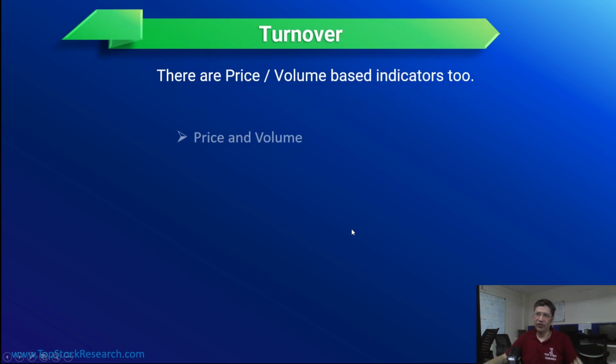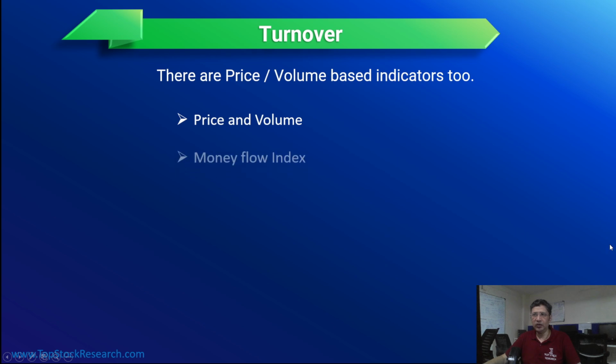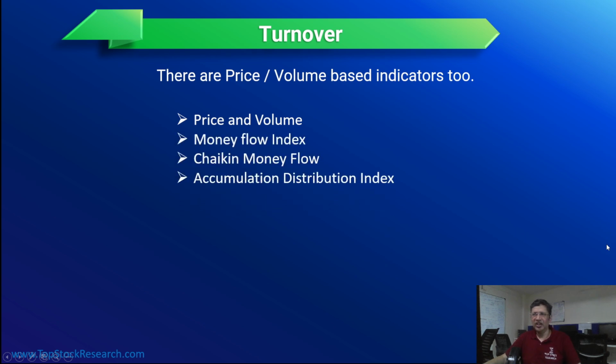They can be in the form of other indicators like price and volume, which we just covered, money flow index, Chaikin money flow, accumulation distribution, on balance volume. There are a lot of these. Again, there are two disadvantages. Number one, it gives information on a stock at that point in time. It doesn't give you a clear picture of the money flowing in vis-a-vis others.